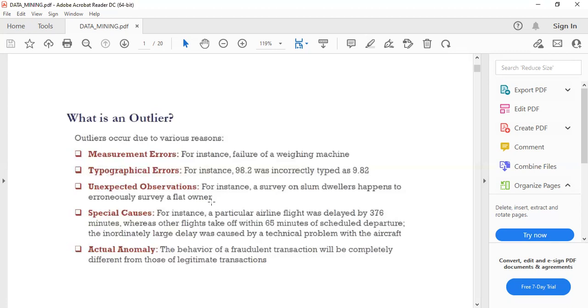Outliers occur due to various reasons. The first one is measurement error, for instance, failure of a weighing machine. Then typographical errors. Typographical errors means what? For instance, 98.2 was incorrectly typed as 9.82. Then unexpected observations. For instance, a survey on slum dwellers happens to erroneously survey a flat owner.